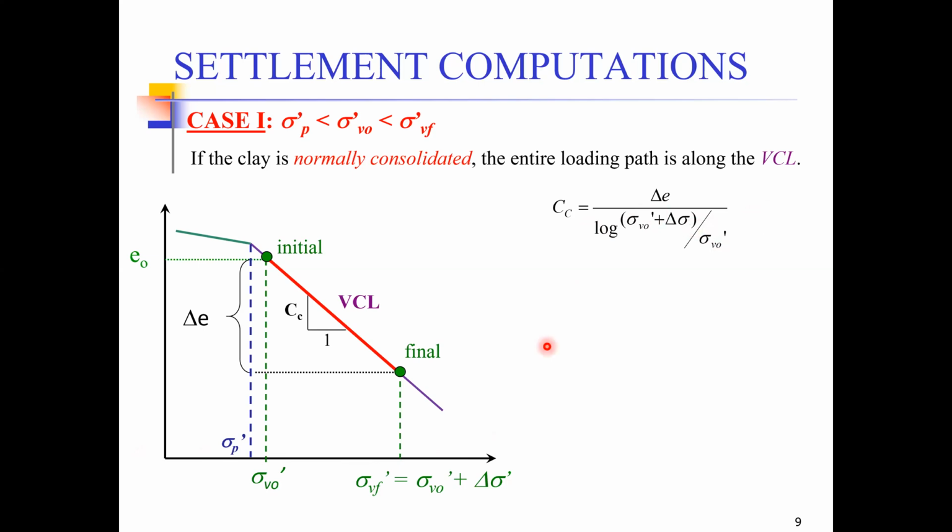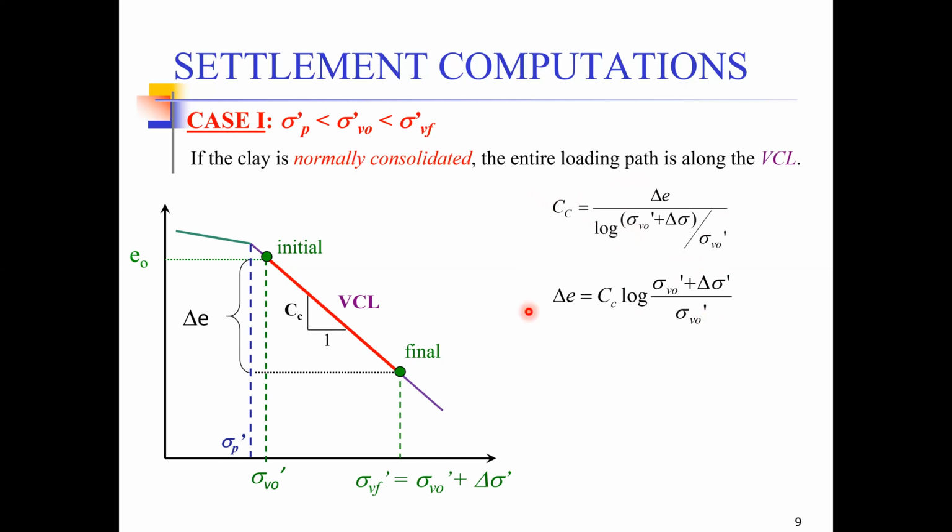So what I want to determine, I'm more interested in determining this delta E. Now, if I want to determine delta E, it means I can take all this thing in the denominator and move it on the right side. This is what I've done here. So delta E, with all the denominator thing moved on the right side, becomes Cc times log of sigma V naught prime plus delta sigma divided by sigma V naught prime.